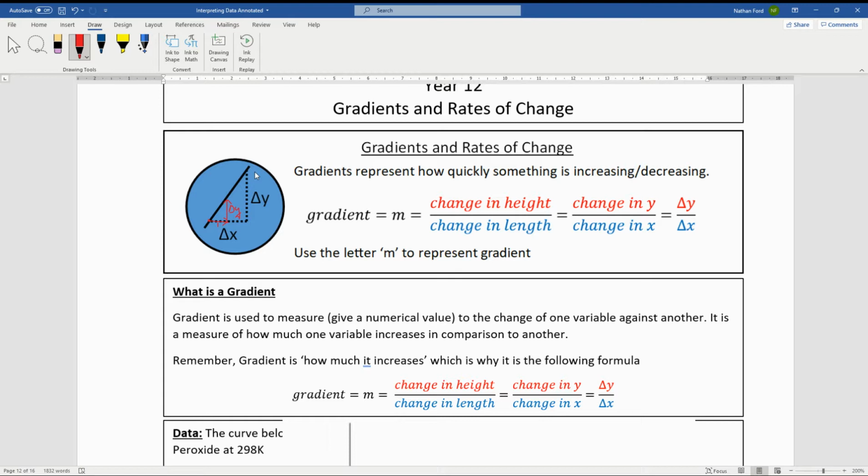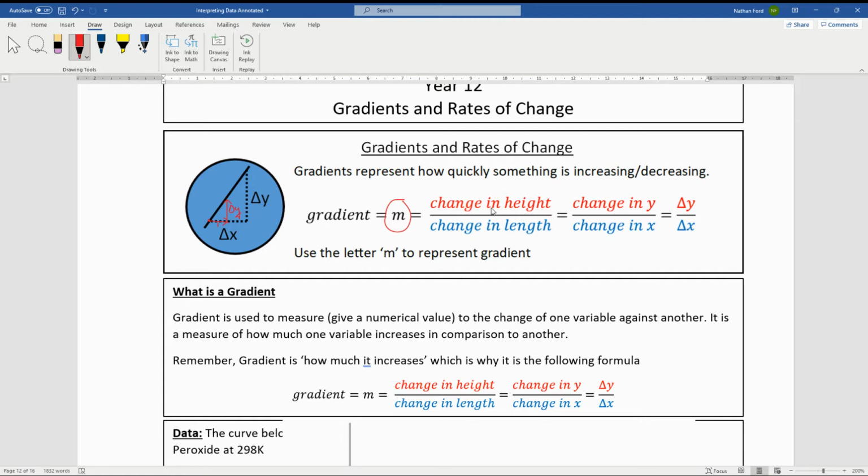Now, the reason that we do that is because we need to be able to measure it. We've got gradient, which uses the letter m. We'll do this in our next unit when we're expressing data. You have your y equals mx plus c. So your m is your gradient, where all we do is the change in height divided by the change in length. How do you remember this?